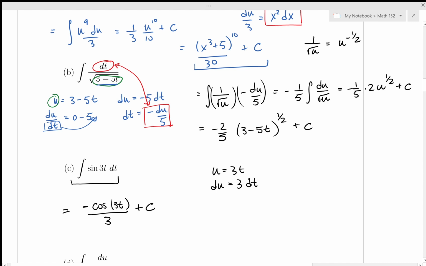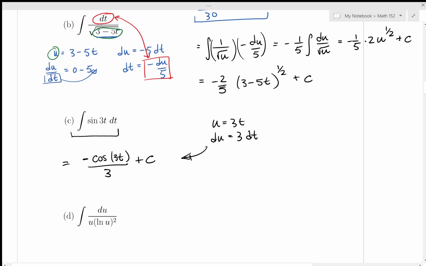Try that substitution, go through the procedure as I've done in the previous two, and then you should see that when you back substitute, you get back to that. So sometimes you can see it, sometimes you actually have to make the substitution to make things easier for yourself. Okay, here's one that's a little bit more complicated.